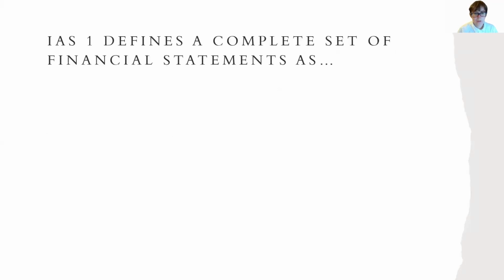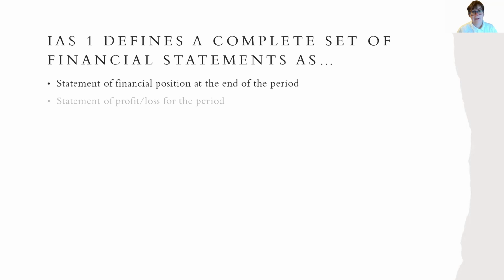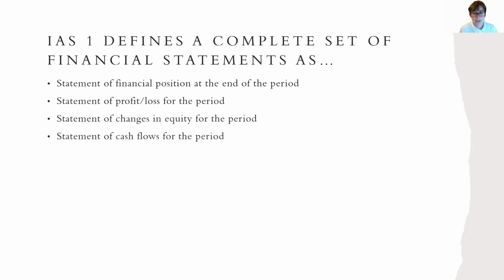So IAS 1 then defines a complete set of financial statements as follows. Firstly, we need the statement of financial position as at the end of the period, as well as the statement of profit or loss for that period also. We need the statement of changes in equity for the period, as well as the statement of cash flows. They are the 4 financial statements that need to be produced at the year end.